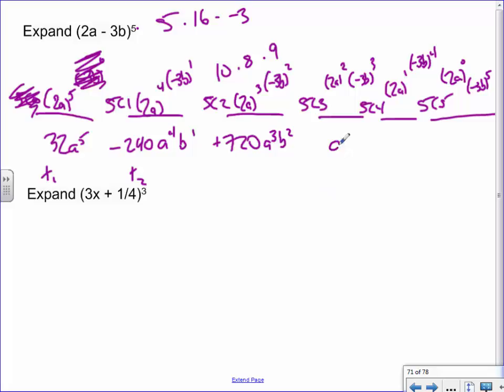Oh wait, this one right here, I know is going to be 2 A's and 3 B's, but I got to figure out the coefficient. So 5 choose 3 is probably still 10, right? 2 squared is going to give us 4. And then minus 3 to the 3 is minus 27. Again, this one in my head, someone help me out here. 10 times 4 times minus 27.